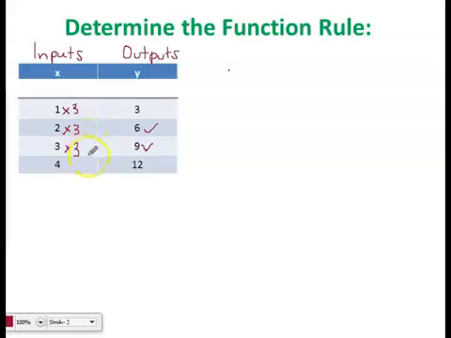So it looks like our function rule is that we multiply our input times 3 to get the corresponding output. Now let's write this as a function. To write something as a function, we always write f of x, remember that's our input, equals 3 times x, 3x. So that's going to be our rule: we multiply our input times 3, and that will give us our output. This is our function rule.